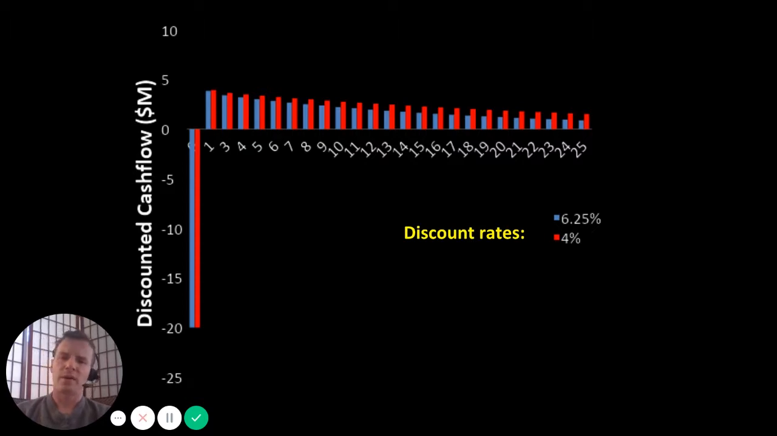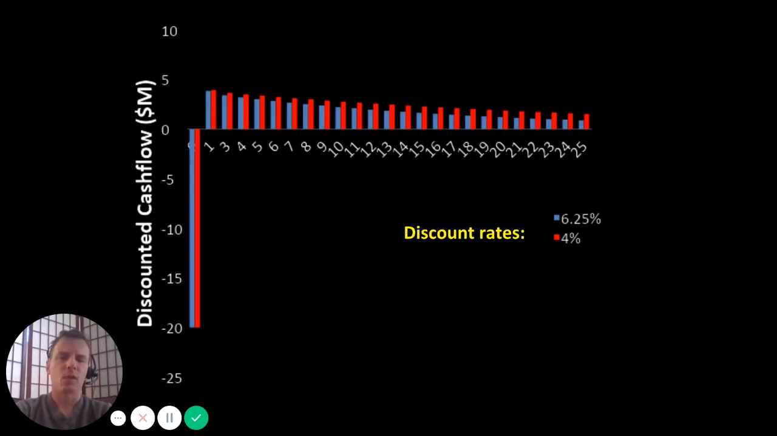Well, it doesn't impact anything in year zero, right? So that minus $20 million that we lose in year zero, we're still going to weight that as $20 million because we don't discount anything in year zero. But as soon as we get to year one and onward, you see that using the lower discount rate, or the red bars, are higher, right?